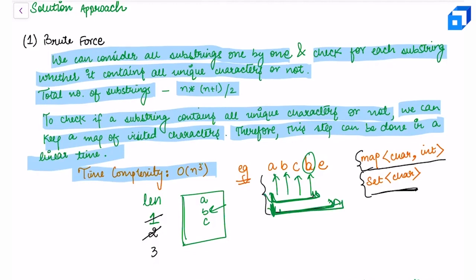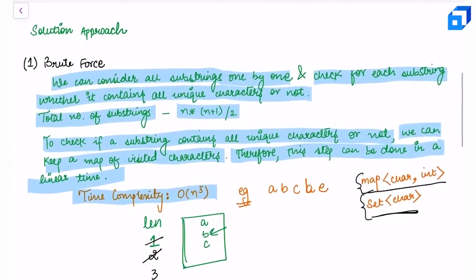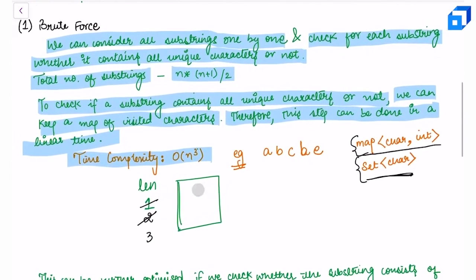So that means let's check for the next substrings. Let's check the substring starting from B. Let's reinitialize it. Starting from B, we have just B, then BC, then BCB and BCBE. For just B, B is not present, so let's put it, but the maximum length is going to be 3 only. Let's check the next substring, which is BC. B is not present, let's put B. C is not present, let's put C. Still the maximum length is going to be 3.